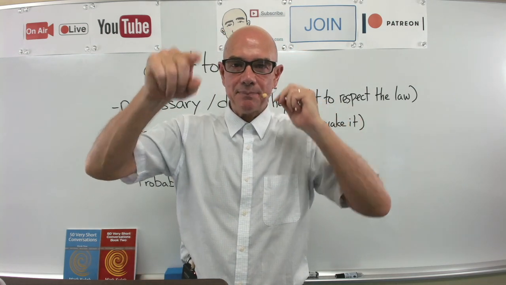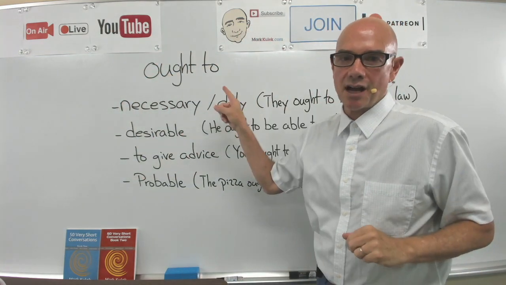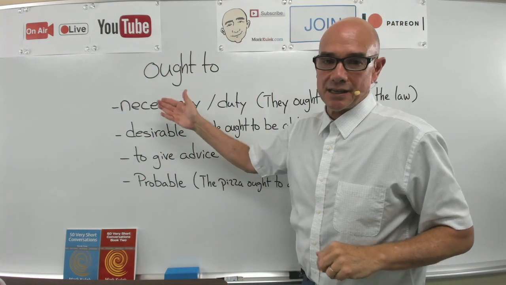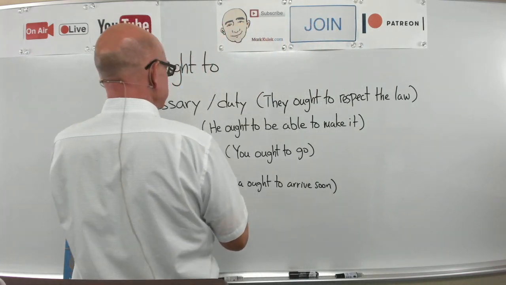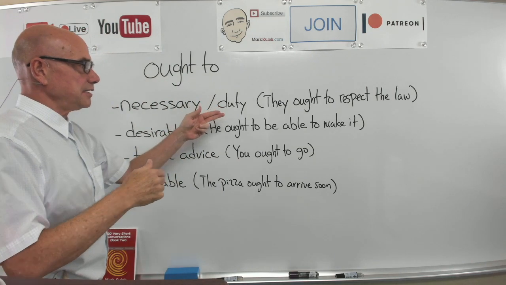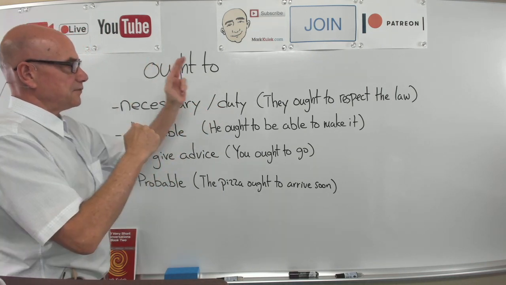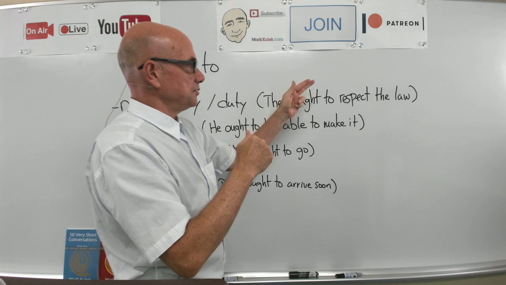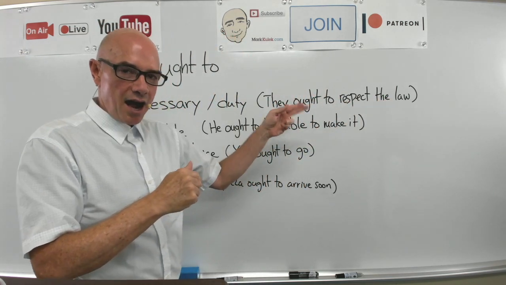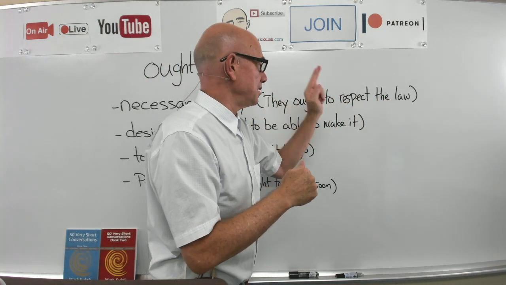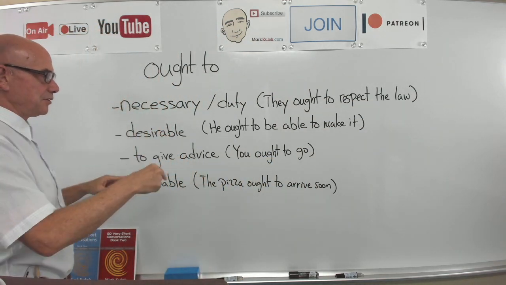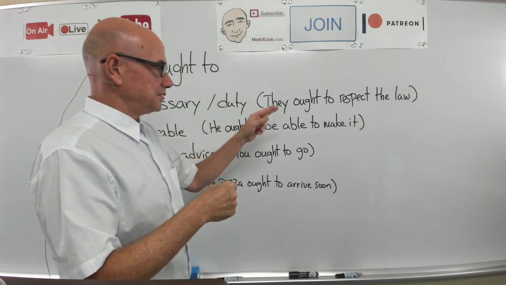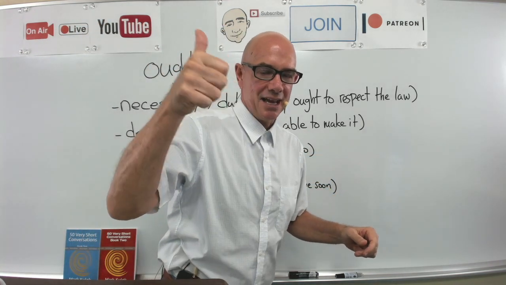And today's topic is ought to. And we use ought to for these situations, all right? So for example, when something is necessary or a duty, we use ought to. For example, they ought to respect the law. Desirable, something that is desirable. He ought to be able to make it.